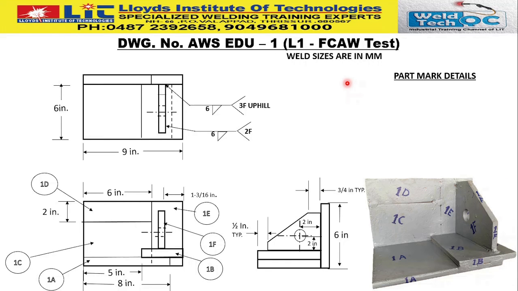Now let us see 1F. In the drawing, in the front view, this is 1F. On the top view, this is 1F. On the side view, the shape and dimensions are very clearly visible. This is 1F. On the actual job, this is 1F. The welding details will be given later in the welding symbols. We will see that.